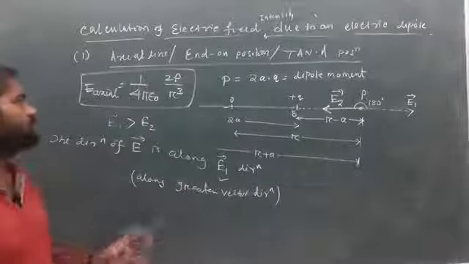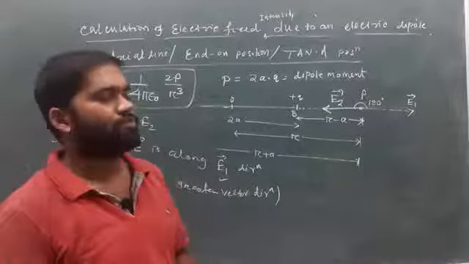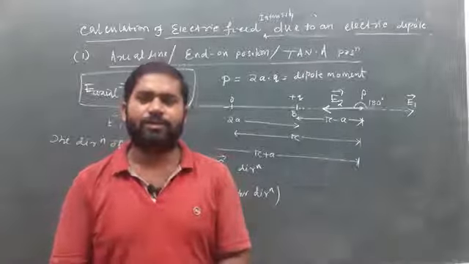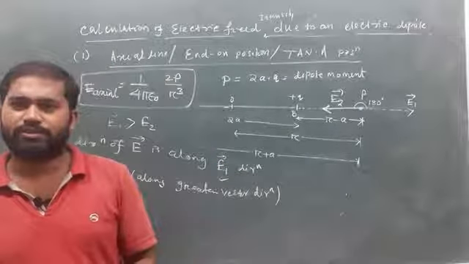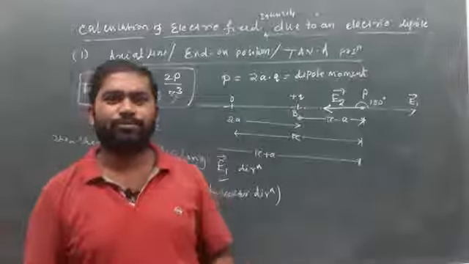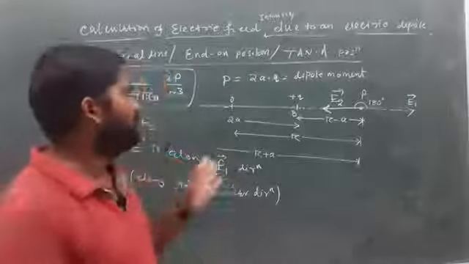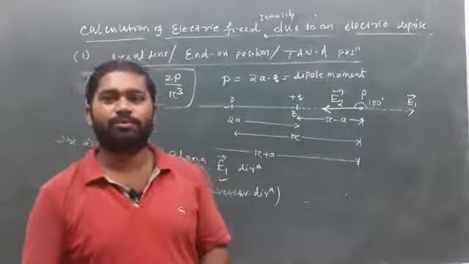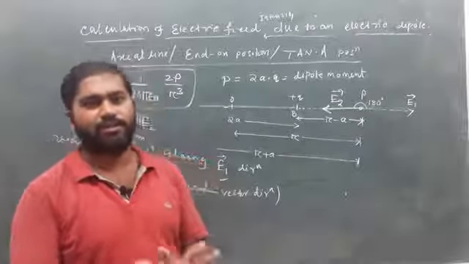So this is the expression for electric field due to an electric dipole at an axial position. Okay. I think all of you must understand what the axial position says. Okay. Thank you.